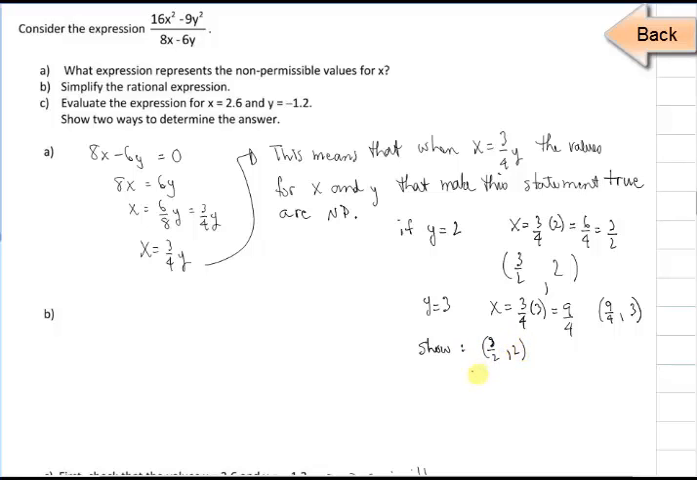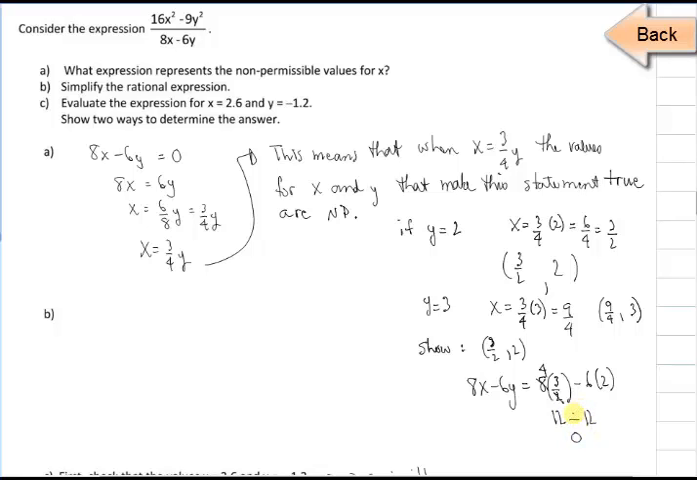So I'll take a look at my denominator, which is 8x minus 6y, and I'm going to plug in 3 over 2 for x and 2 for y, and I'm going to get 12 minus 12, which is 0. Okay, so when x is 3 over 2 and y is 2, your denominator is going to be equal to 0, and therefore the expression will be undefined.